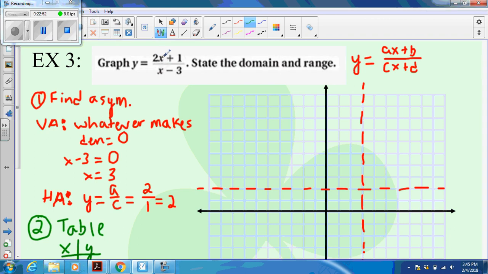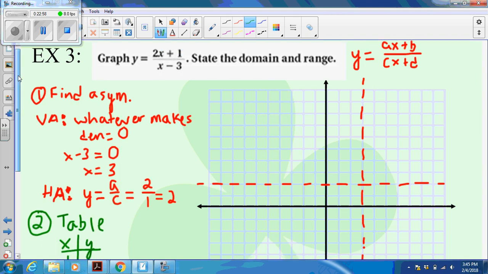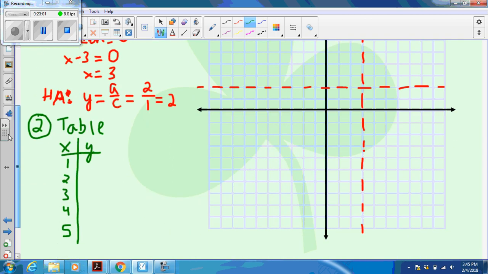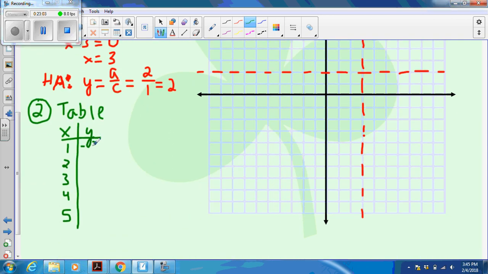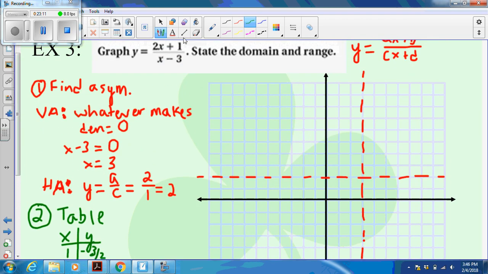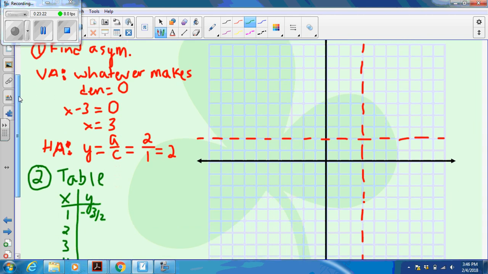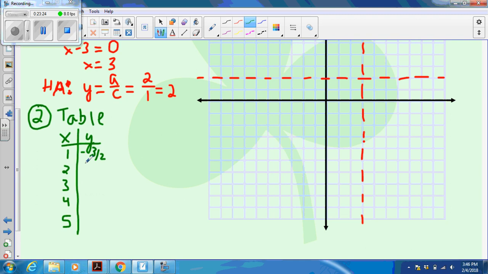So we do 2 times 1, well, that should give us 2. So 2 plus 1 gives us 3. And then in the denominator, we get 1 minus 3 to give us -2. So we basically get -3 halves, or -1.5 if you want to write it as a decimal. Now for 2, I plug 2 in for x here. That should give us 4 plus 1, which is 5. And if I plug 2 down here, 2 minus 3 gives us -1. So basically I get 5 divided by -1, which really should give me -5.